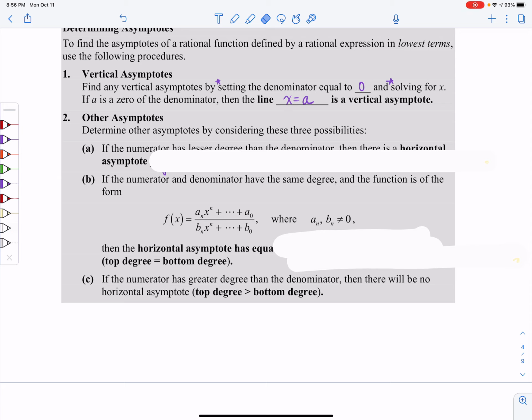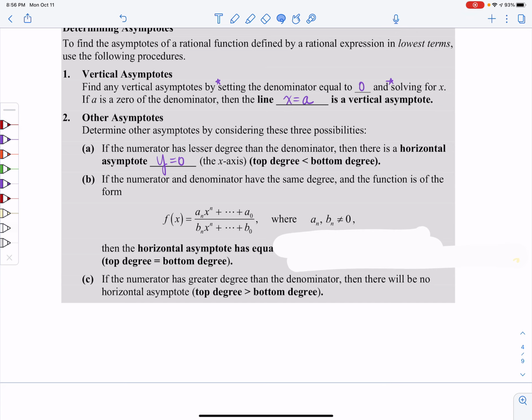So for other, just understand we're only dealing with horizontal asymptotes. So part A there says, if your numerator has a lesser degree than the denominator, then there's a horizontal asymptote at y equals 0. Now, the short way of saying that is the top degree is less than the bottom degree. So if the top degree is less than the bottom degree, then you've got a horizontal asymptote at y equals 0.